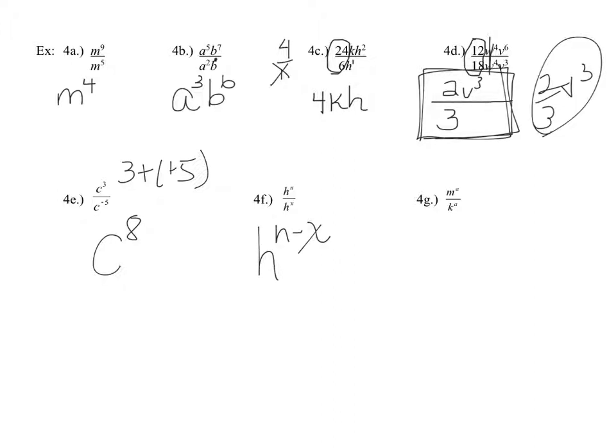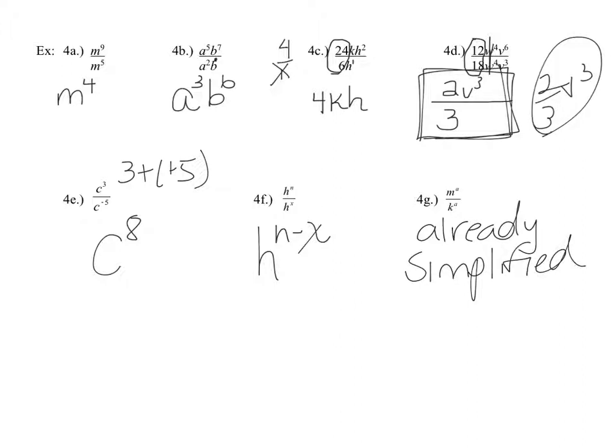Now letter G, remember, the rule is you can subtract the exponents if you have the same base. The bases here are m and k. This one, we can't subtract those exponents because they don't have the same base. So we're going to say that this one is already simplified. Now you could rewrite it as m over k in parentheses to the a power, because they have the same exponent, which kind of leans into what we're going to talk about next.